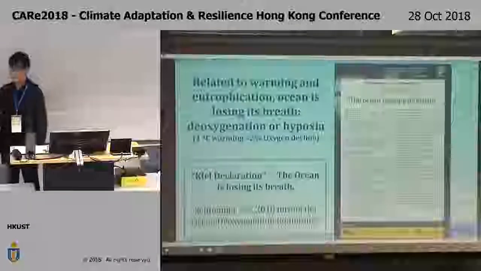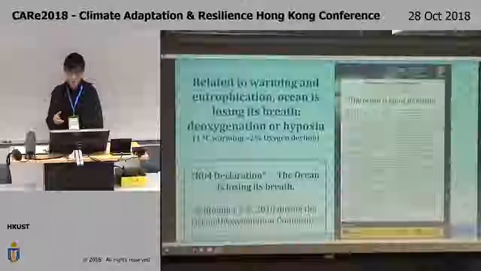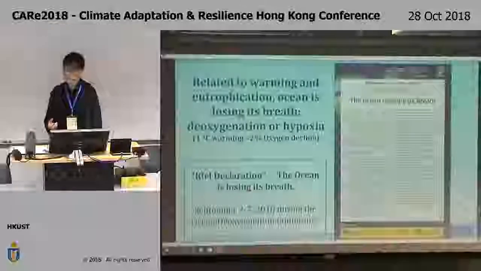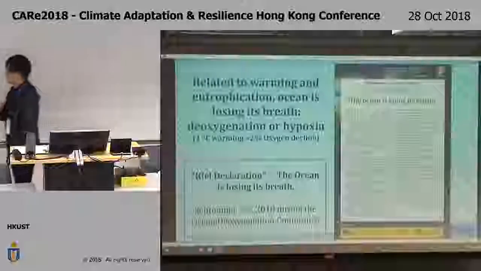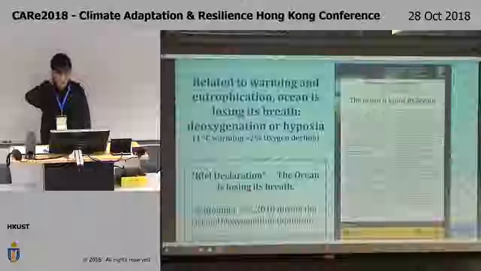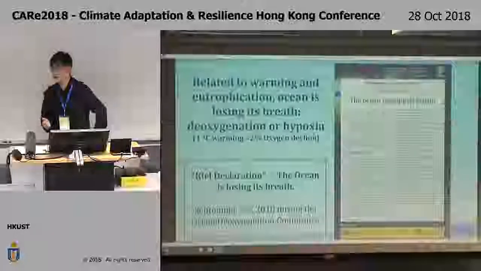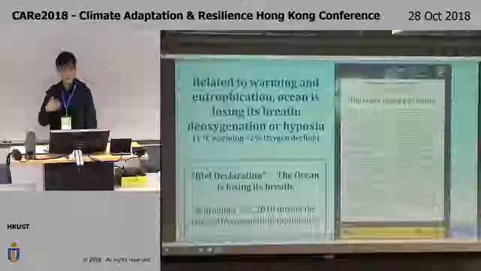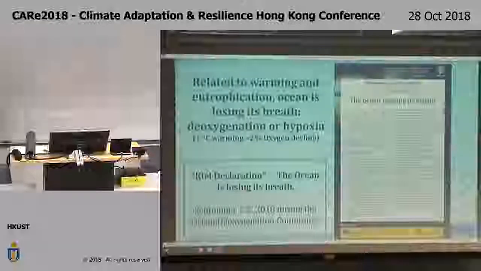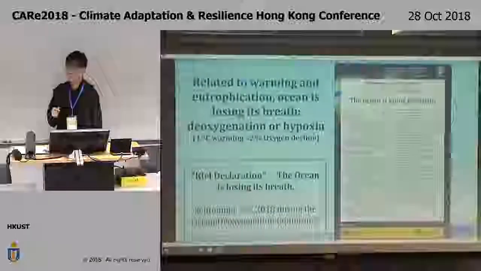Related to warming, this is ocean deoxygenation. We call it deoxygenation or hypoxia in the coastal zone. That means the ocean is losing its breath. I attended this meeting because Ken was also a scientist for the Kyoto Declaration, and tried to alarm people that the ocean is losing its breath. That means losing oxygen. We all know the importance of oxygen for human beings and marine ecosystems. Just to give you a number, if you warm the seawater by 1 degree C, you lose 2% of oxygen.